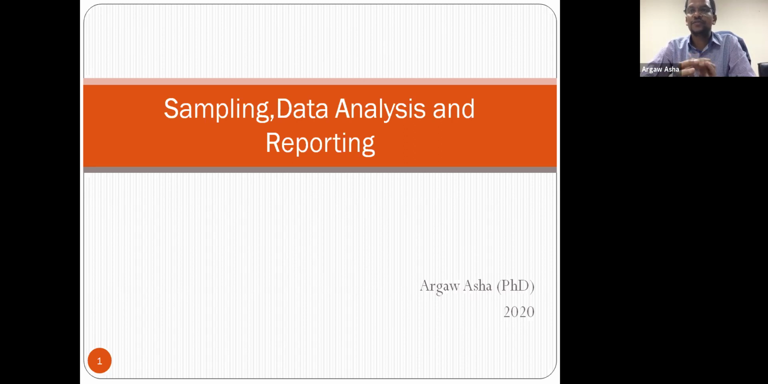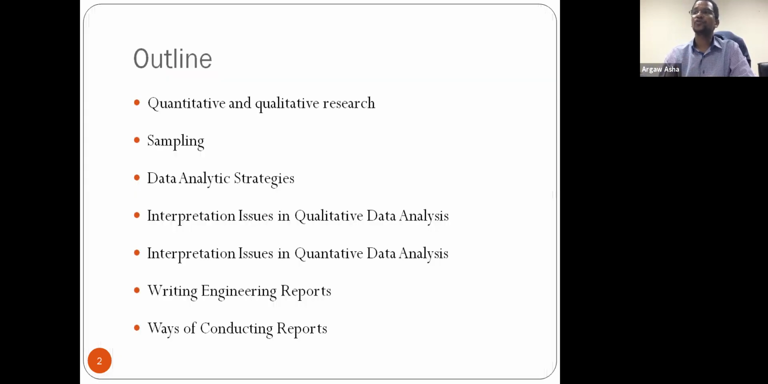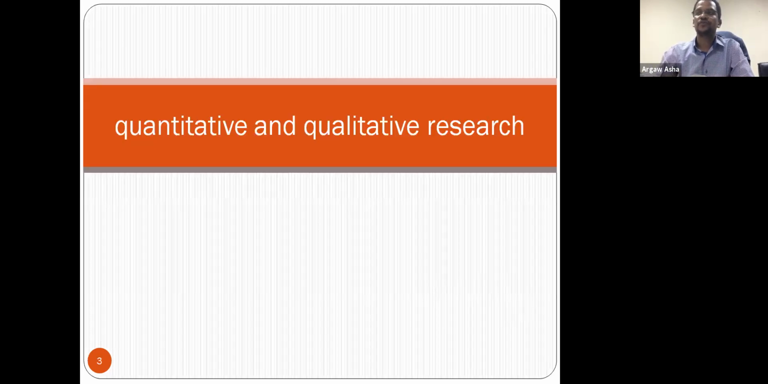We are now discussing sampling, data analysis, and reporting mechanisms for engineering students. So here, the presentation includes the broad aspects of qualitative and quantitative research. Then we can see how we can choose a sample. Then what the analysis methods are, how we can analyze the data. And finally, we can see about the reports.